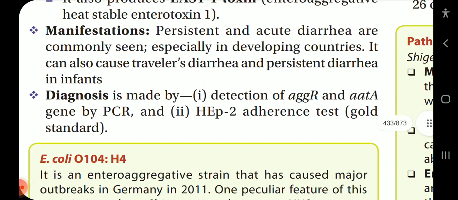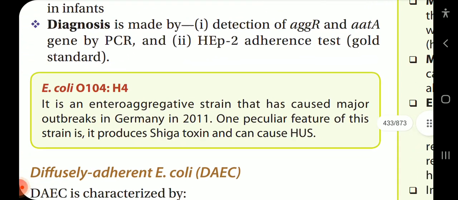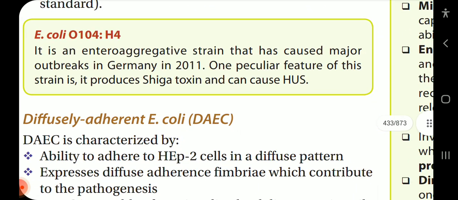Manifestation: persistent and acute diarrhea are commonly seen, especially in developing countries. It can also cause traveler's diarrhea and persistent diarrhea in infants. Diagnosis is made by detection of the AggR and aatA genes by PCR, and the HEp-2 adherence test is the gold standard. E. coli O104:H4 is an enteroaggregative strain that caused major outbreaks in Germany in 2011. One peculiar feature of this strain is that it produces Shiga toxin and can cause HUS.